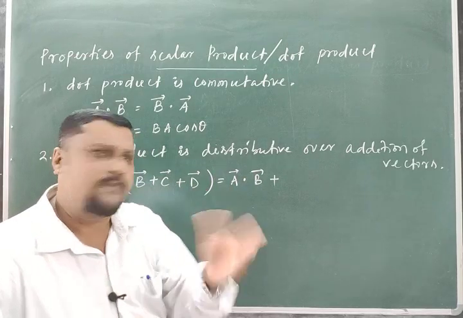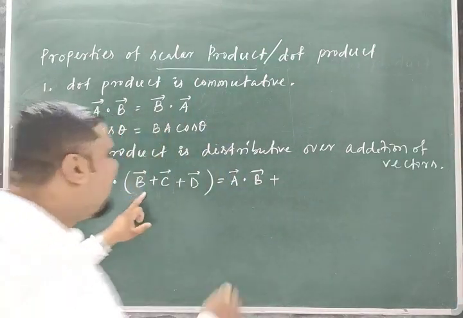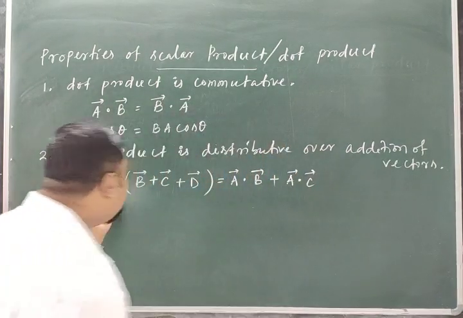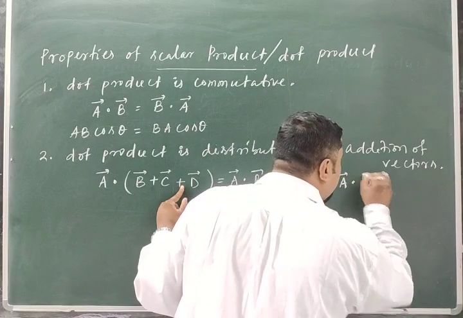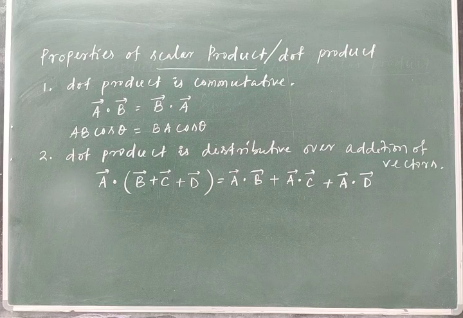So here you have three terms. You can write A dot B or B dot A according to rule number 1. Then A dot C, A is distributed to C. Then plus A dot D, A is distributed to D. So this is called the dot product being distributive over the addition of vectors.